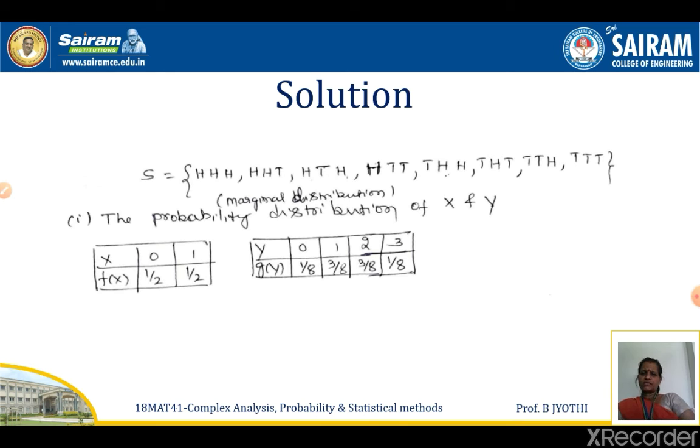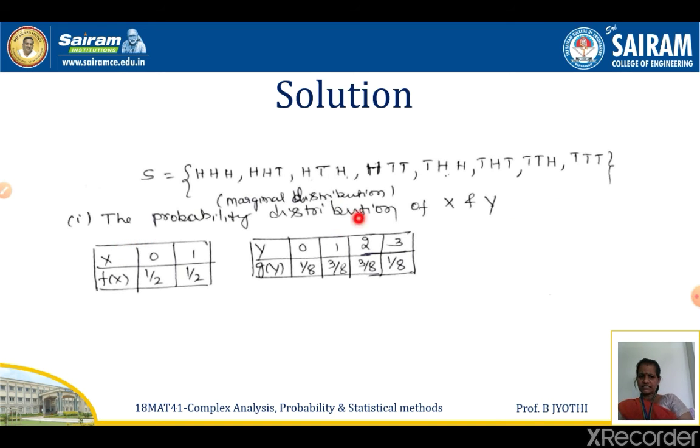Solution. The sample space consists of HHH, HHT, HTH, HTT, THH, and so on. That is totally 8 combinations we will be getting, because 3 tosses means 2 to the power of 3. Thereby we will be getting 8 combinations.